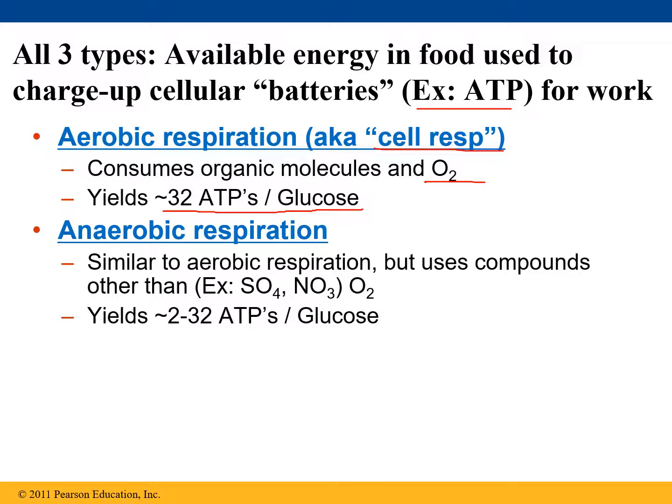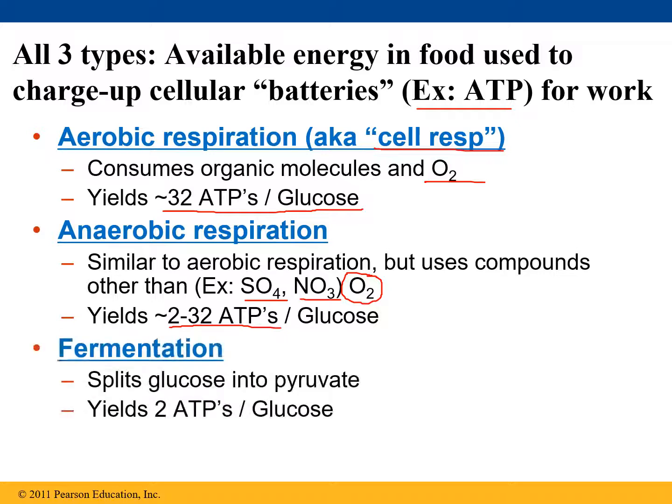Anaerobic respiration is similar to this top one, but true anaerobic respiration uses compounds other than oxygen. So it'll use things like sulfur and nitrate. In that process of anaerobic respiration, that's going to yield 2 to 32 ATPs per glucose. There's a big range there because it depends on what's used, where it happens, and which organism is doing it.